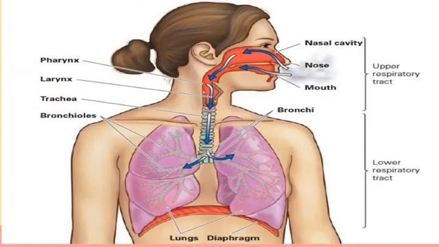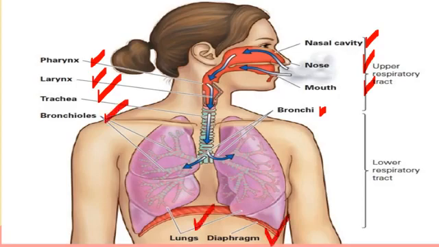So let's have this another picture. So these are parts of the respiratory system. So in the upper respiratory tract, we have nasal cavity, nose, mouth, pharynx, and larynx. And in the lower respiratory tract, we have trachea, bronchi, bronchioles, lungs, and we also have diaphragm. So the air passes first into the nose. So let's know more in the next slide.